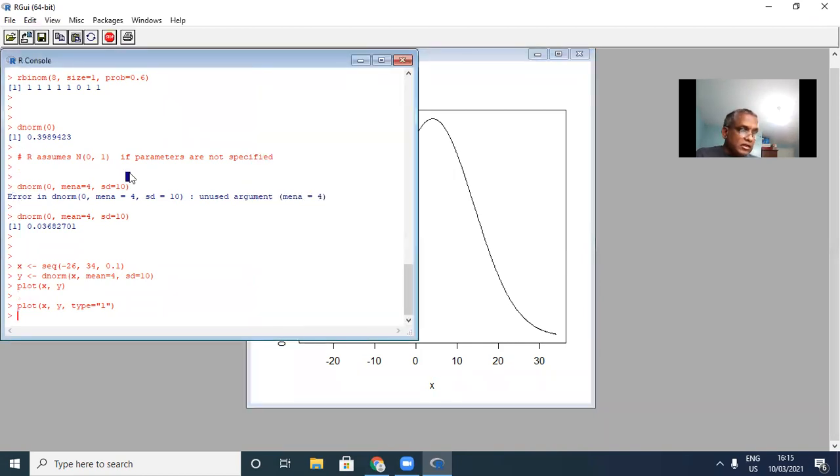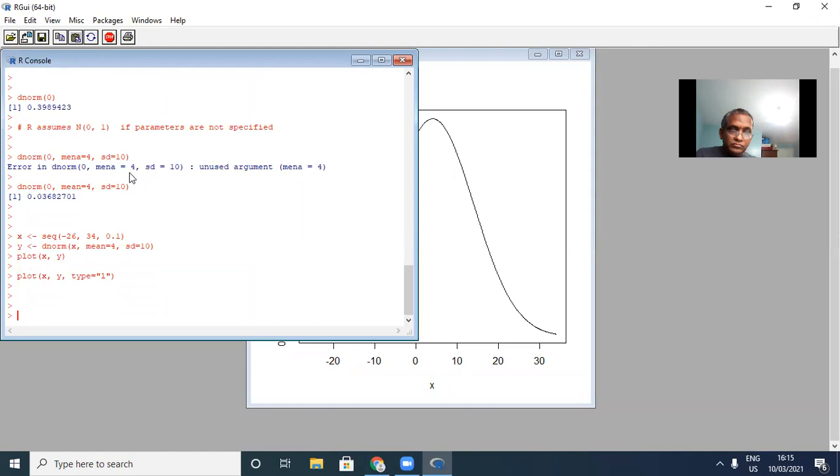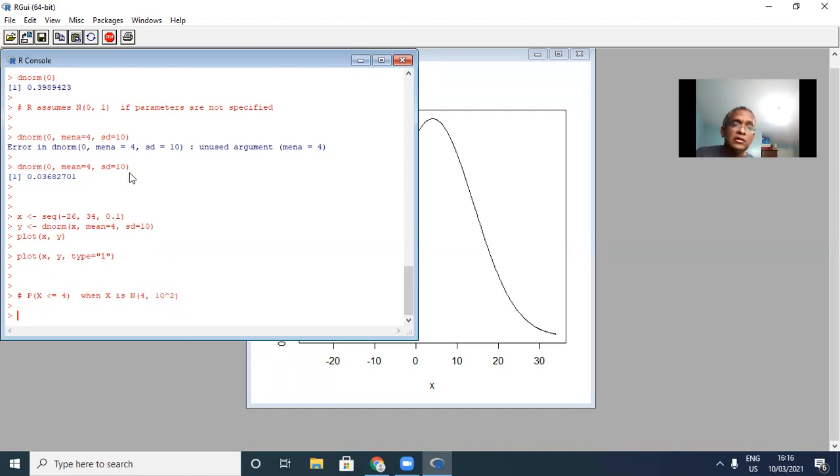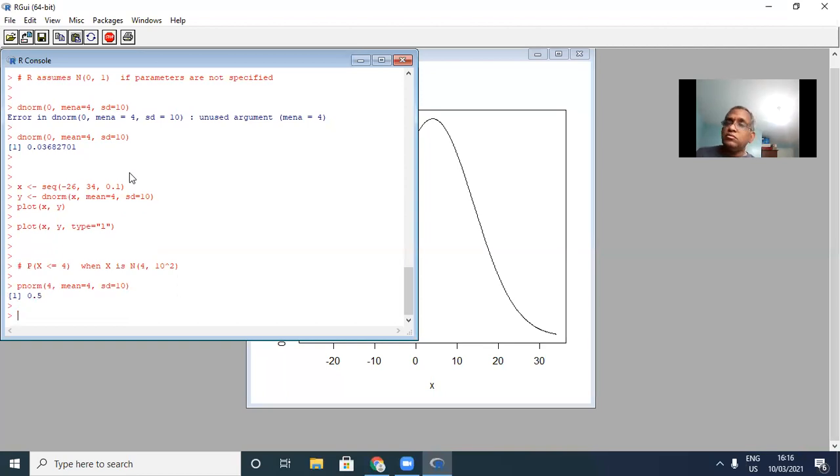Okay, the next thing is suppose you want to find the probability that x is less than or equal to 4 when x is normal with parameters 4 and 10 squared. 10 squared is the variance. To do this in R, you will say pnorm at 4 with the mean equal to 4 and the standard deviation equal to 10. All right, so it's 0.5.